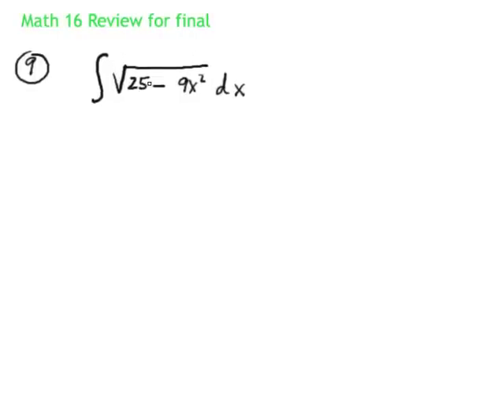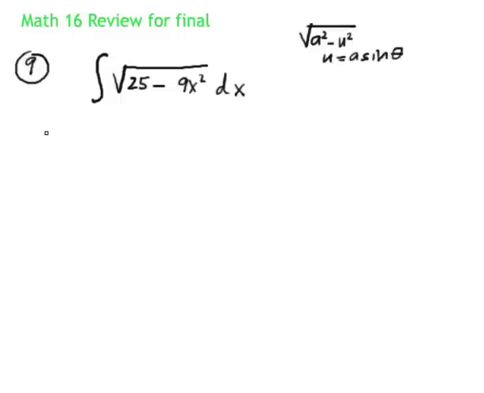Number 9 is a trig substitution. In the integrand we have something of the form square root a squared minus u squared, and the appropriate trig substitution there would be u equal a sine theta.